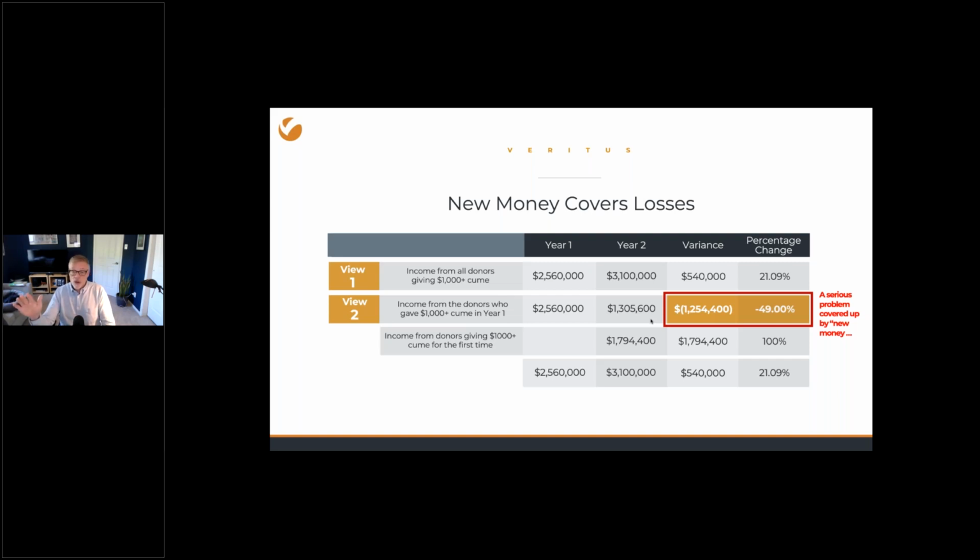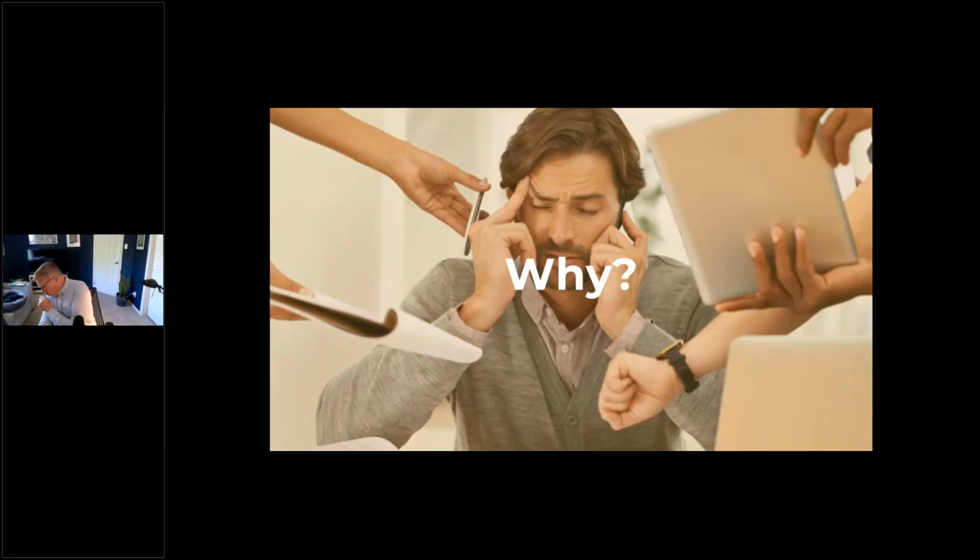They look at that growth and say, hey, everything's doing well. We look at this and go, yeah, it's great that you grew, but you could have grown much more had you been paying attention to those donors in year 1. So that's value attrition.